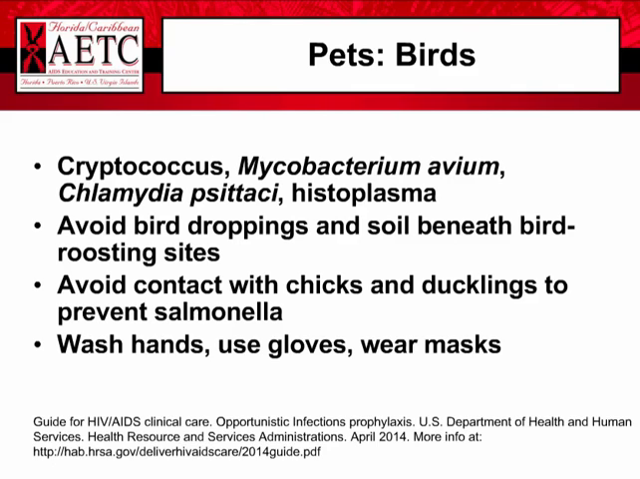So as a general rule, patients should avoid bird droppings and soil beneath bird roosting sites. We spoke about that. And they should avoid contact, again, with very young animals like chicks and ducklings, and that's primarily to prevent salmonella. Patients are going to be washing cages. They should wash their hands right after, use gloves, or again, wear masks if they're going to be working outside in an environment near these birds.